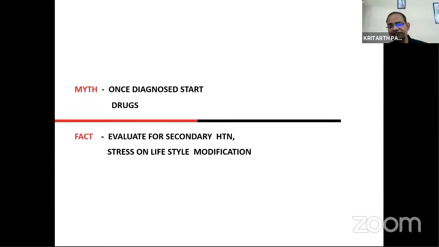Another myth is: once diagnosed, start drugs. People think that when they go to the physician, the physician diagnoses hypertension and immediately starts treatment. But at the physician level, we should first evaluate for secondary hypertension causes. Some causes are curable, and then we should stress lifestyle modification. Lifestyle modification can decrease or delay the need for hypertensive treatment.